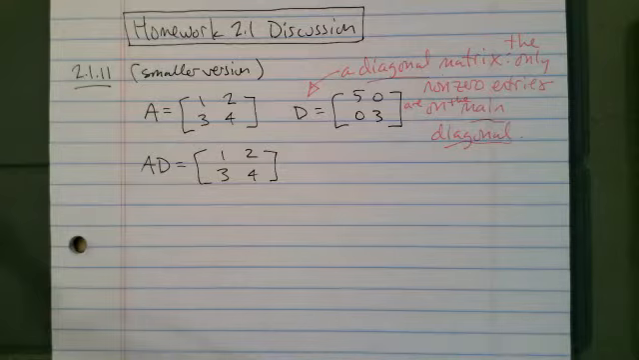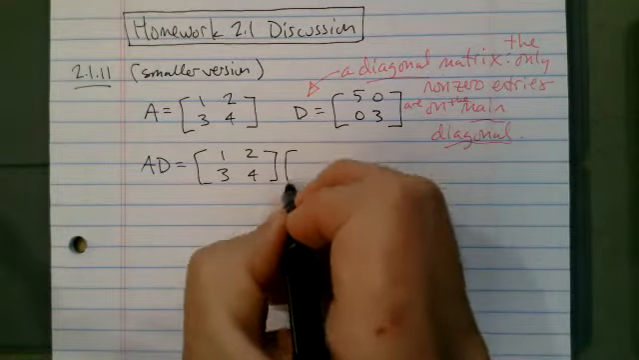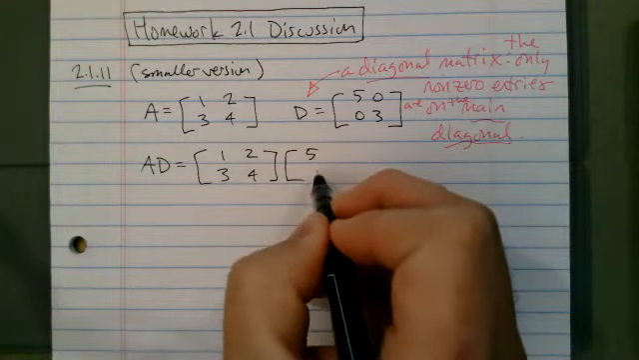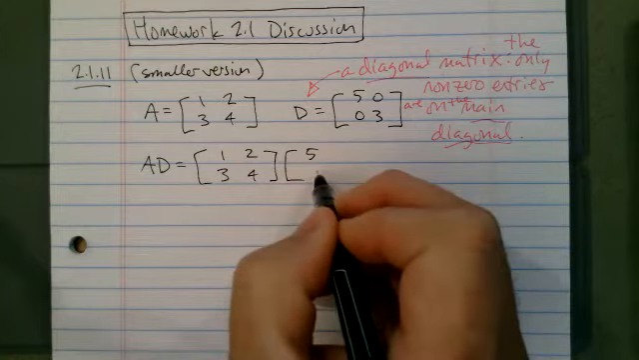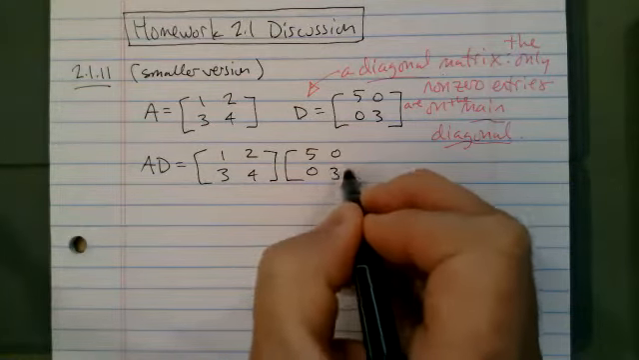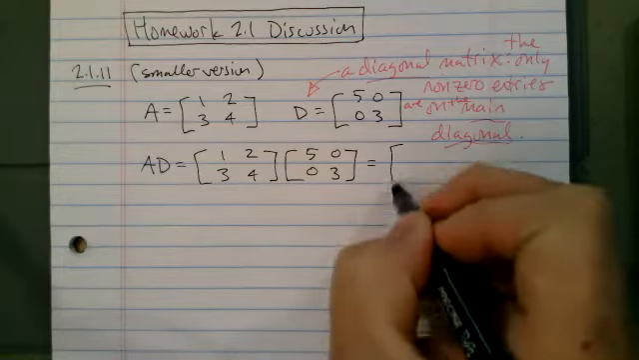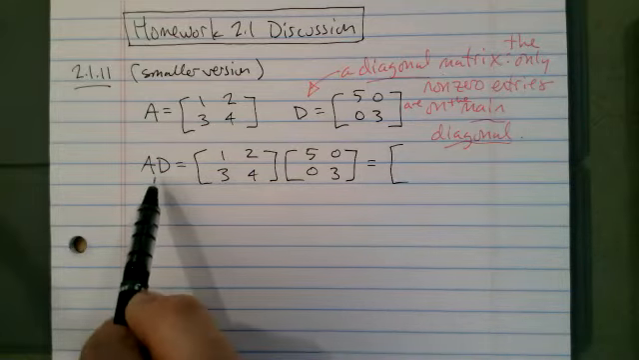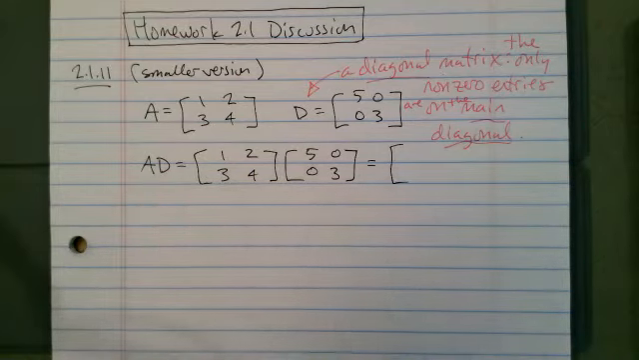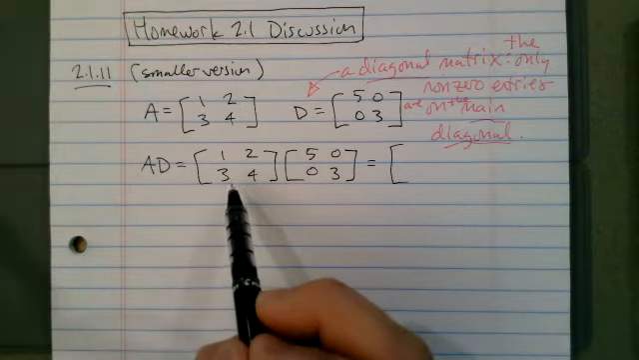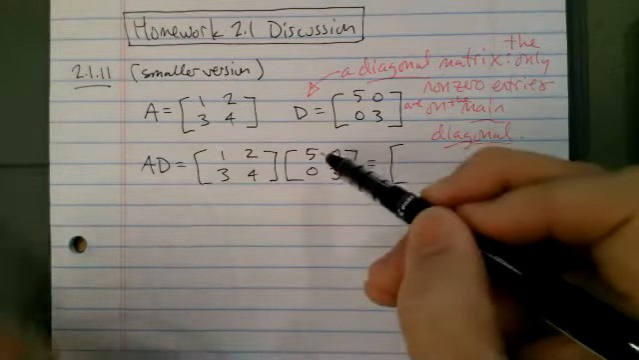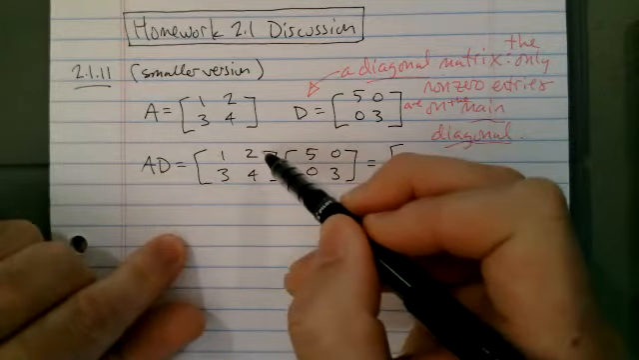I just took a piece of that matrix D. If I want to multiply A times the matrix D, I get 1, 3, 2, 4 times 5, 0, 0, 3. And what we find is that multiplying a diagonal matrix on the right of the matrix A, this 5 is going to pick out the first column of A.